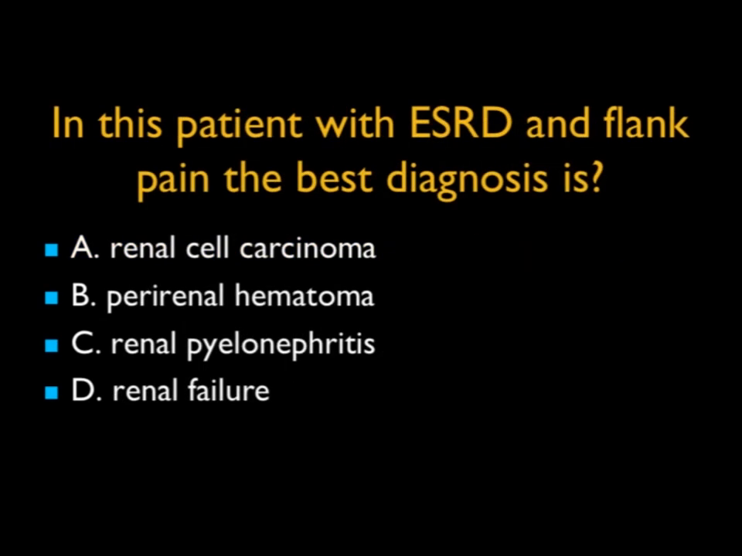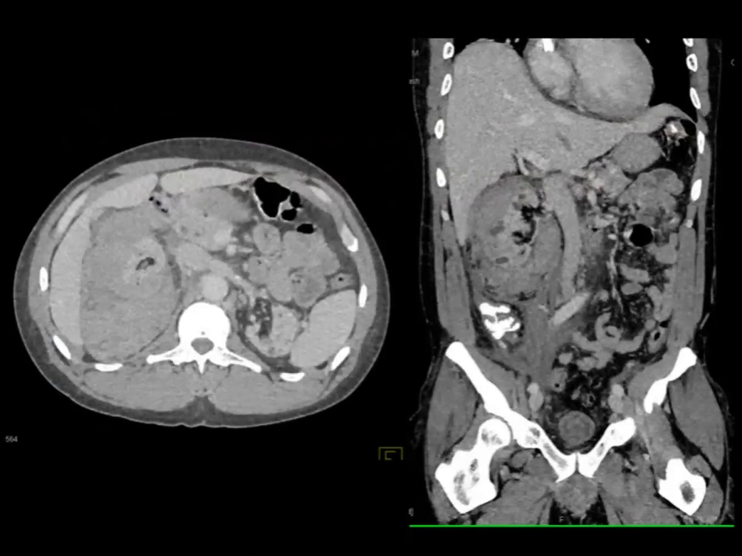This patient had end-stage renal disease and flank pain, and when you look at the images, what you see is a large bleed in the peri and pararenal space by the right kidney. And you see both right and left kidneys are small and they have multiple cysts. The coronal view shows you the extent of the process.